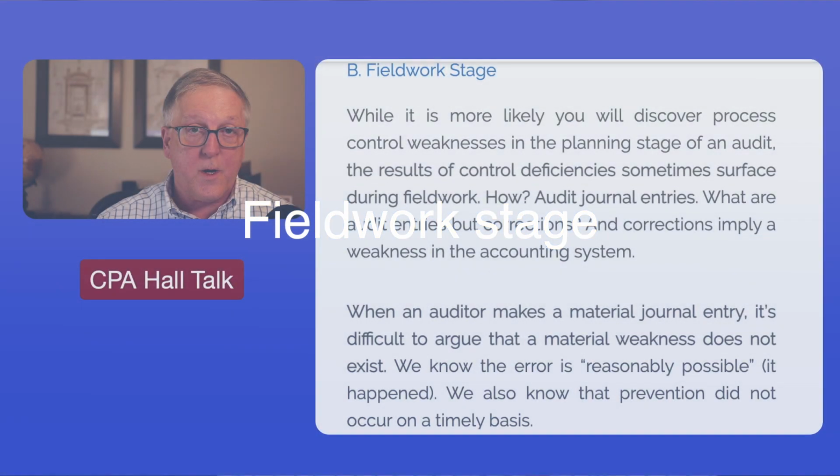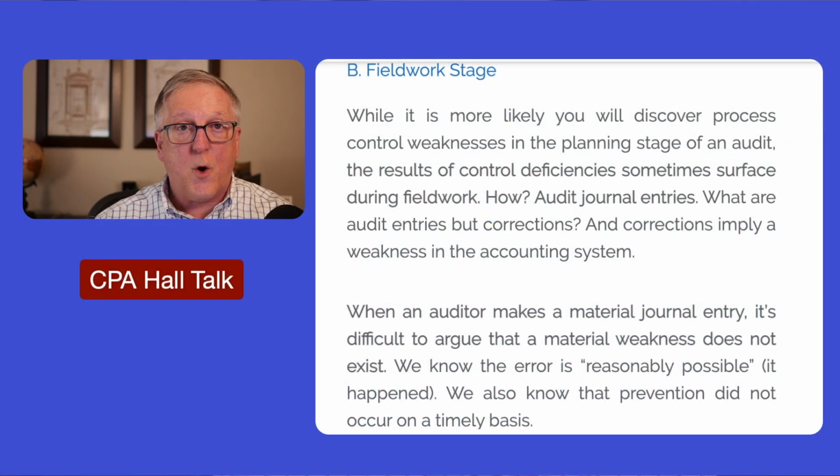We've been talking about the planning stage. Let's shift gears now and talk about the fieldwork stage and how you might identify control weaknesses in this part of the engagement. Sometimes you're looking at, say, accounts payable or maybe inventory, and you're doing a test of details in the fieldwork stage, and you identify a difference there.